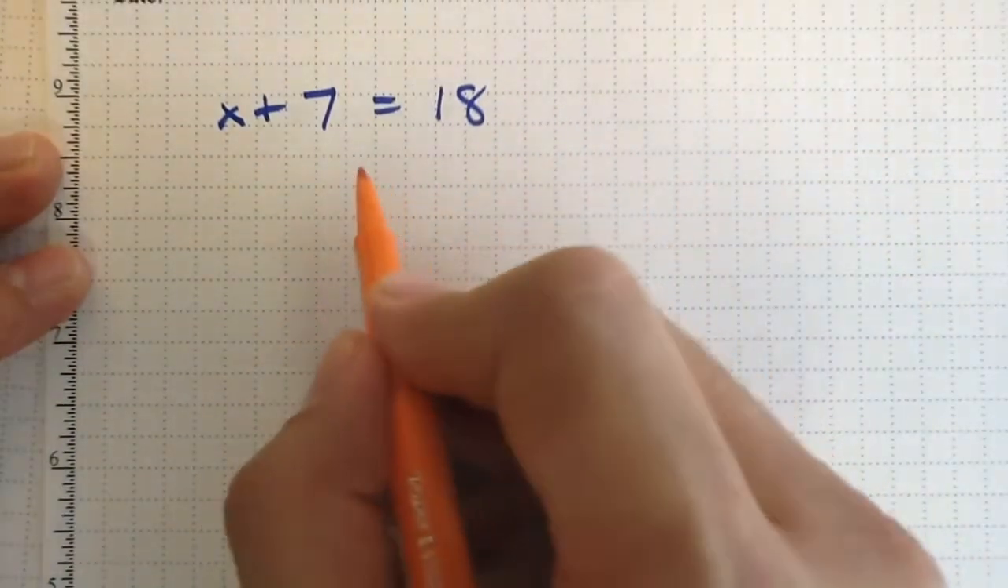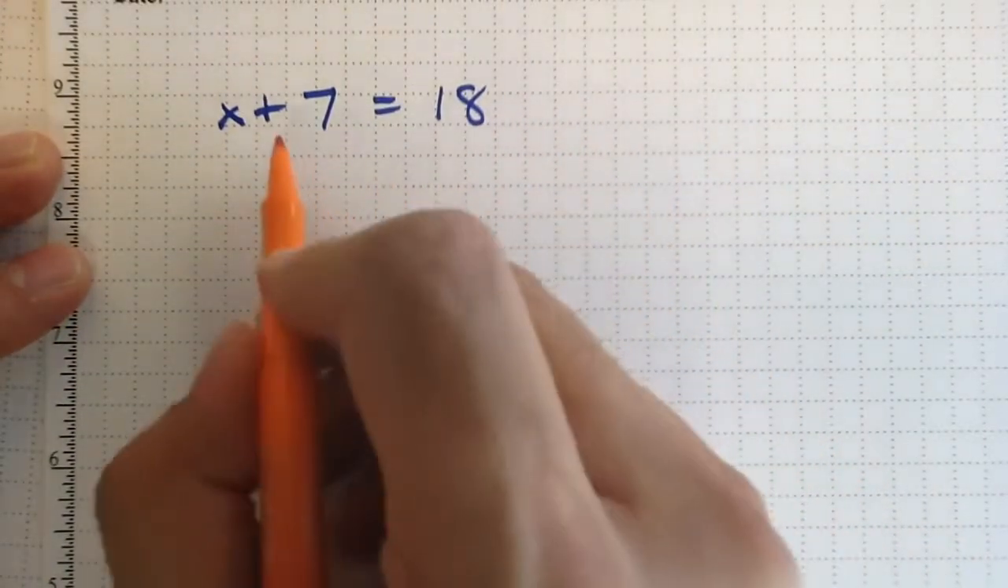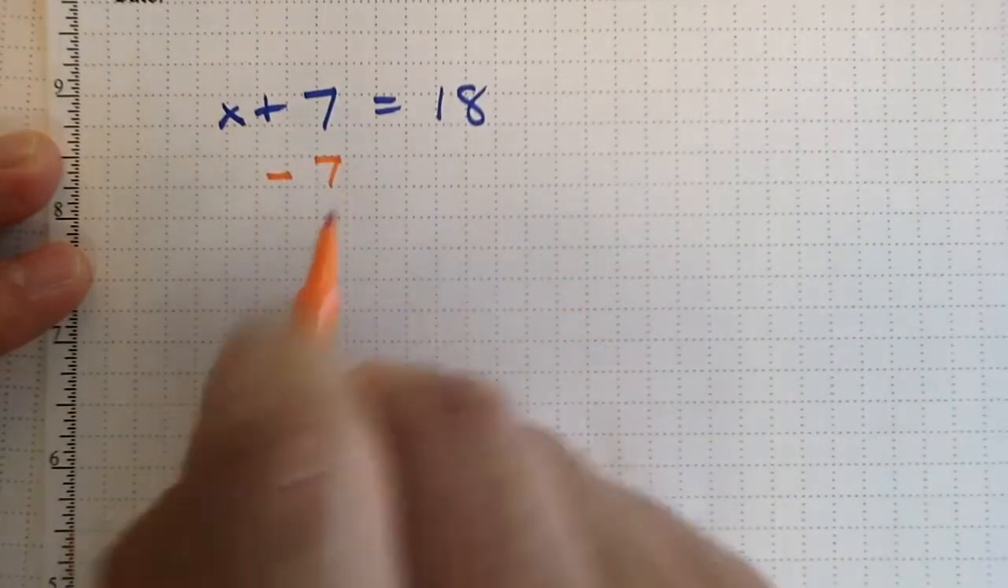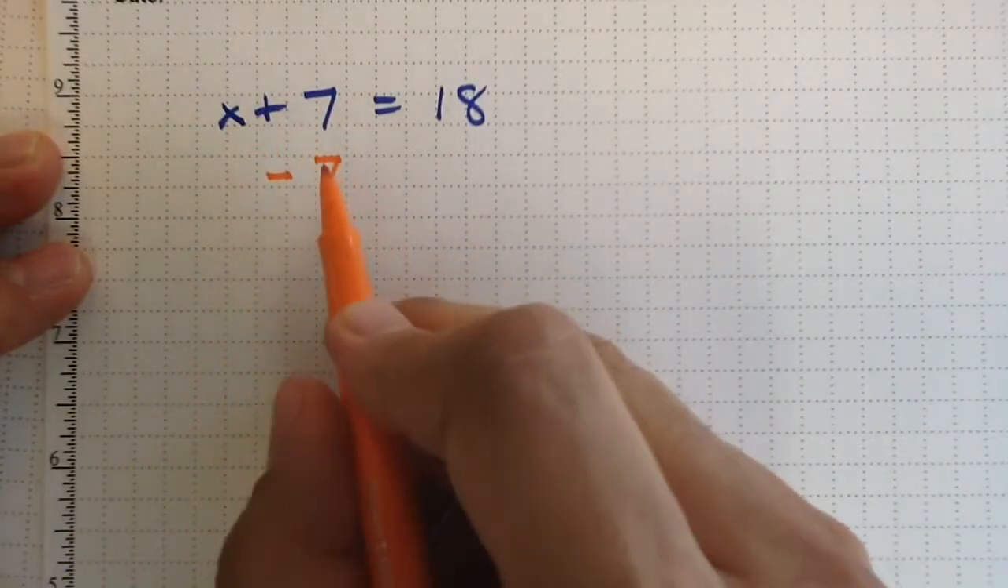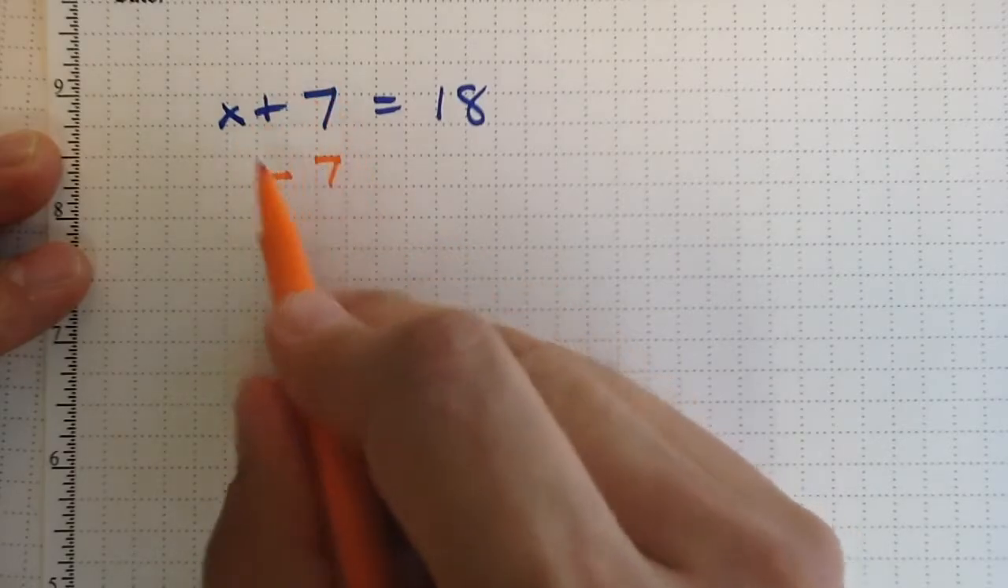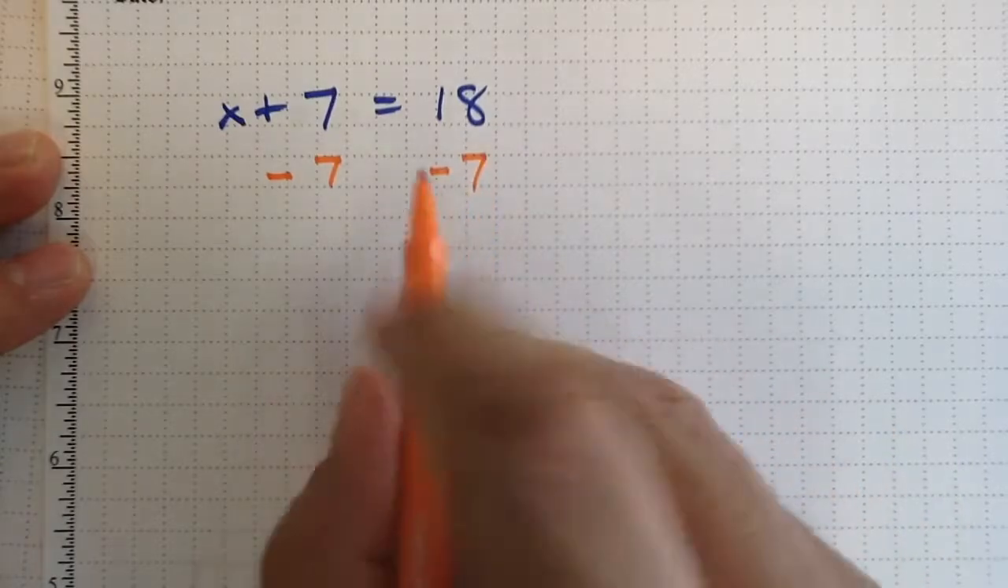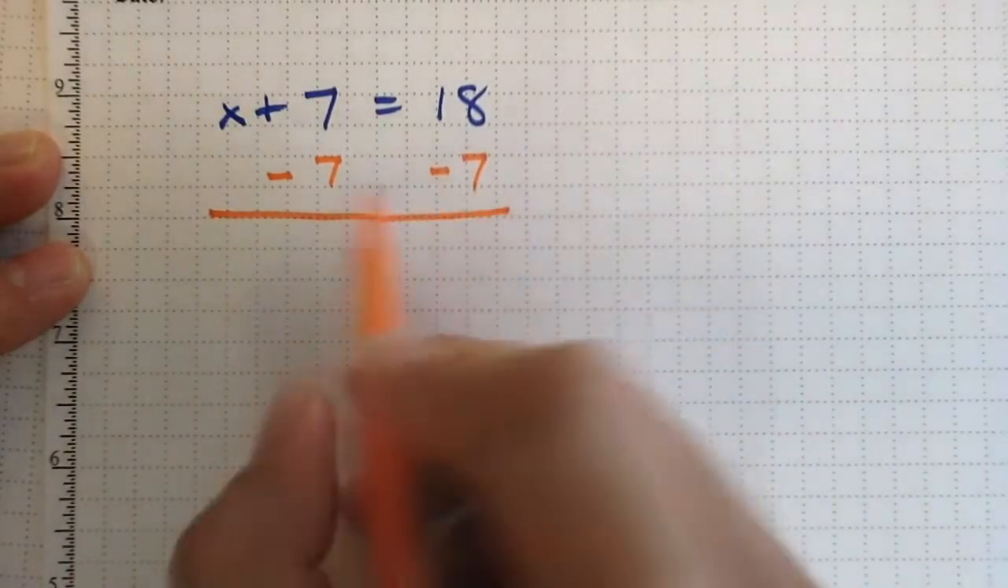And so we're going to use the property of equality to do this. So right here, I can get rid of that plus 7 by just doing its opposite, subtracting 7. And this is okay to do, as long as what I do to one side of the equation, I do it to the other side. So on the other side of the equal sign, I'm going to also subtract 7. This keeps my equation balanced.